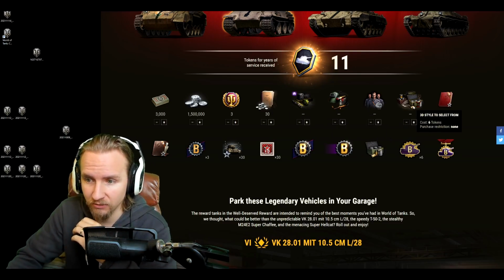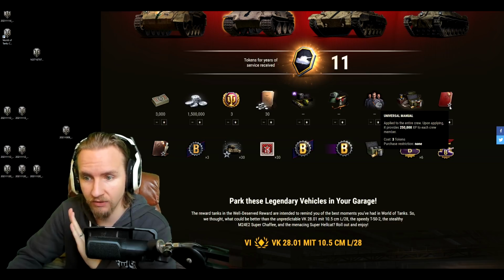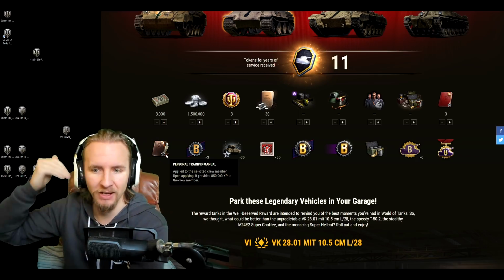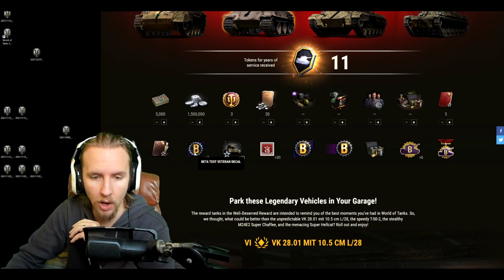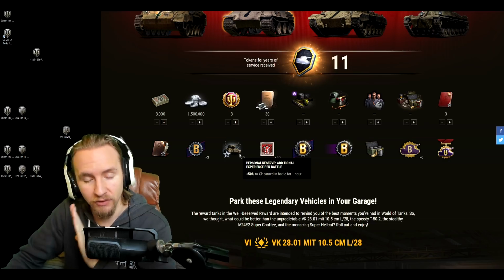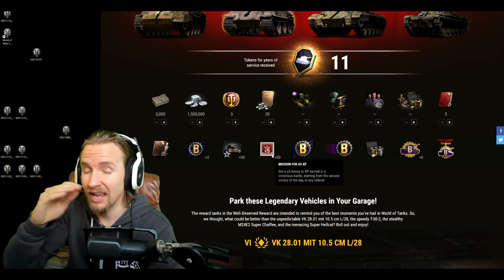You can get yourself 3 universal training manuals. That's enough to take a crew to having brothers in arms, a personal training manual, which will take a commander or any individual crew member up to about 3 skills on a vehicle. You're also going to get yourself 30 hours of 50% extra credits, 35 times experience missions, which you can use in any vehicle you want.